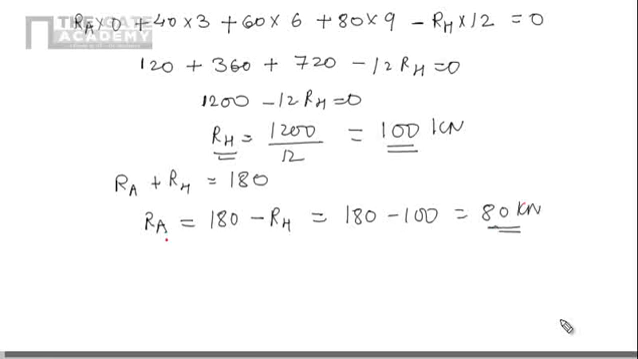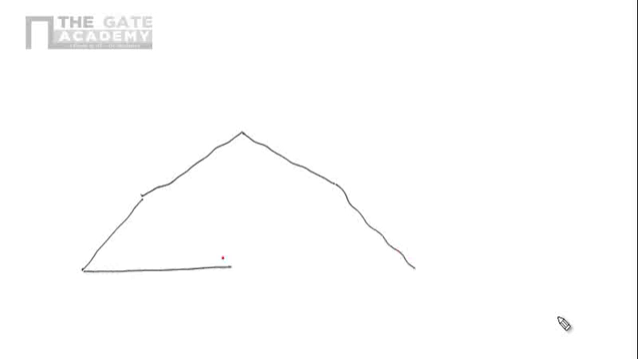So in this way we can easily get the values of the reactions. I am again drawing the truss for our understanding. This is our given truss, showing all these members.